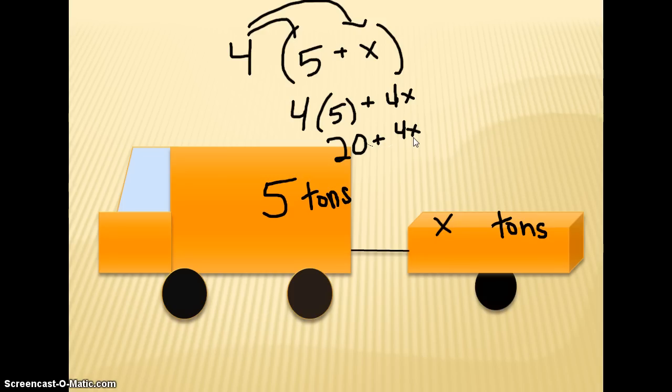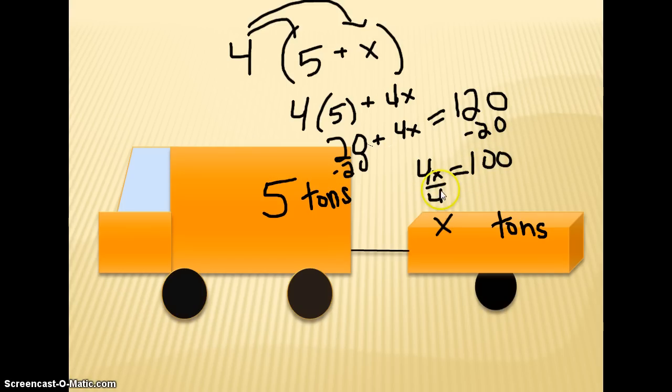Okay, so let's go through this and see how many tons we need to haul if we wanted to get maybe 120 tons total. So here's my equation, we're going to haul 4 times, and I want it to be a total of 120. Let's solve the equation. So subtract 20 from both sides. So 4x equals 100. And then divide by 4. So x equals 25.